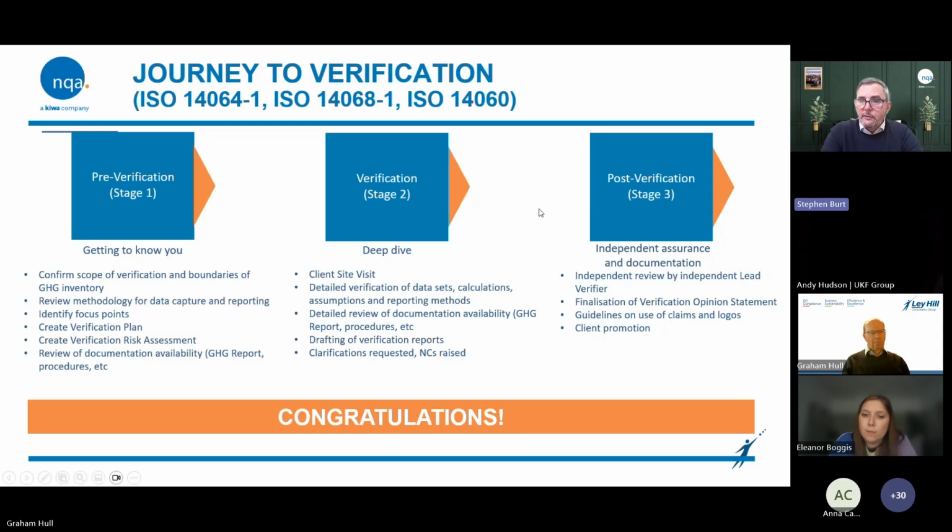So we don't produce a certificate like we do for management systems. We produce a verification opinion statement, which, as I say, is for a historical retrospective period of time, to verify that for that period of time, your greenhouse gas quantification reporting has been done in conformance with the ISO standard. So hopefully that's given you a nice overview of the services we provide and some of the differences between certification, verification, and a little bit about the value of UKAS accreditation as well.